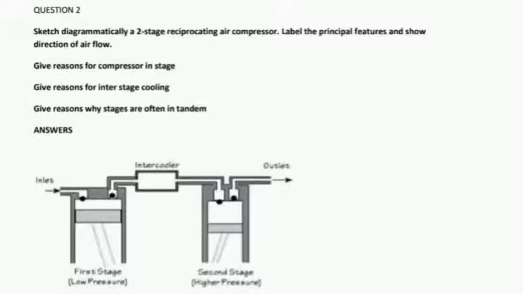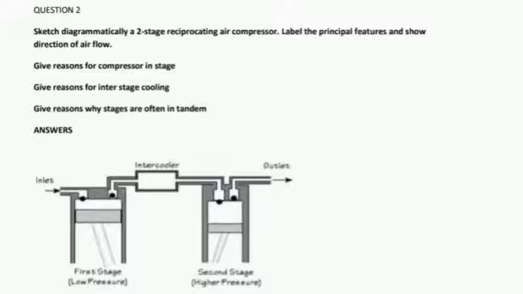Sketch diagrammatically a two-stage reciprocating air compressor. Label the principal features and show direction of air flow. Give reasons for compression in stages. Give reasons for interstage cooling. Give reasons why stages are often in tandem.